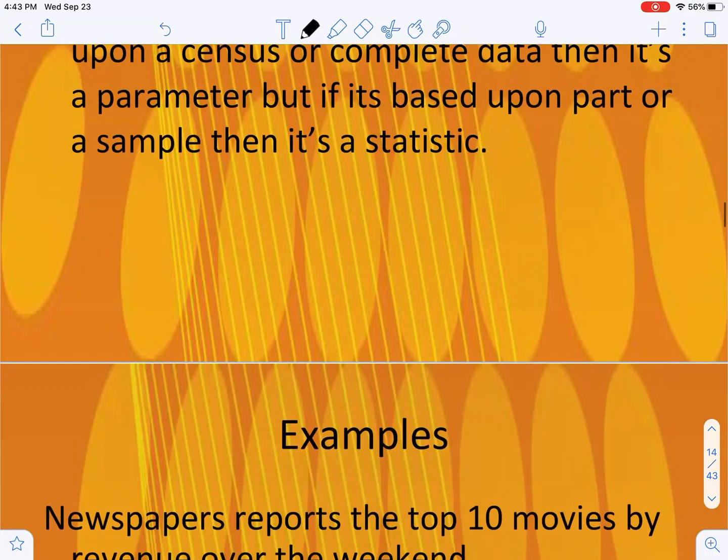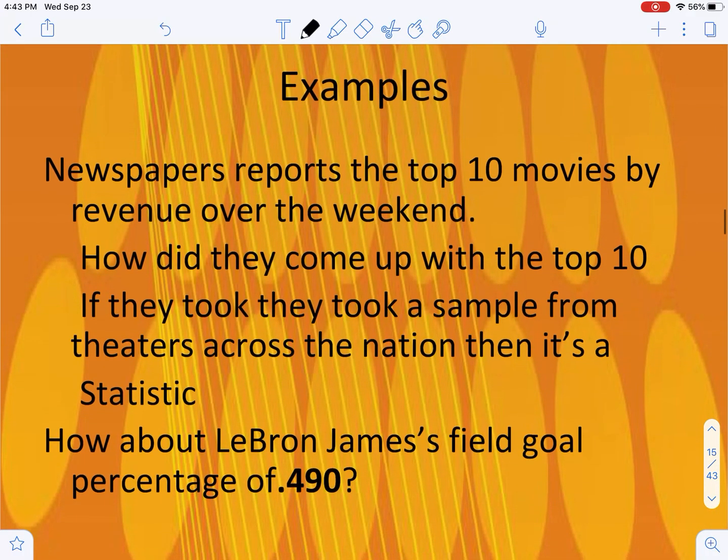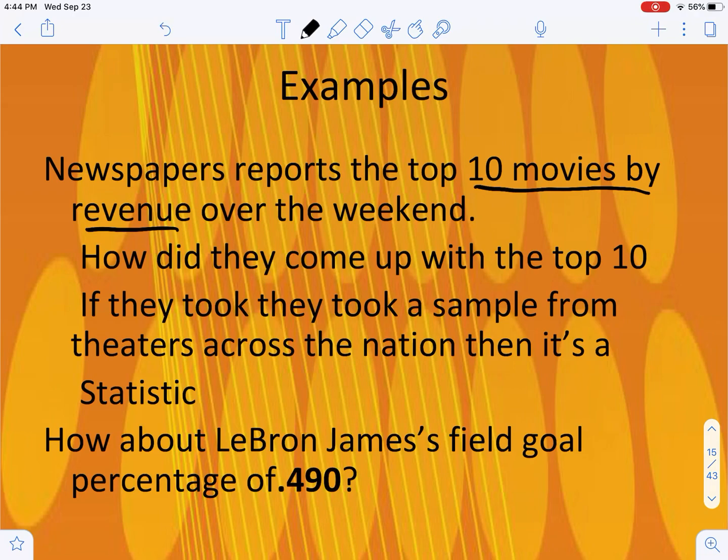If I look at a newspaper that reports the top 10 movies by revenue over the weekend, when they list them out, did they get the top 10 movies by revenue from every single movie theater across the entire United States? The answer would most likely be no. So this number would be a statistic, because you can't go to every single movie theater across the United States.